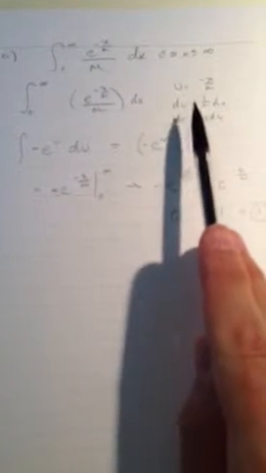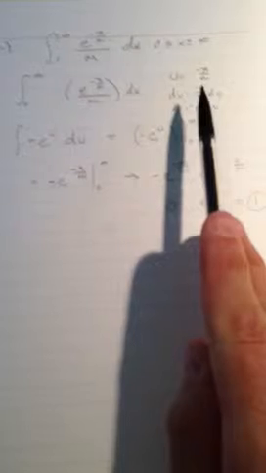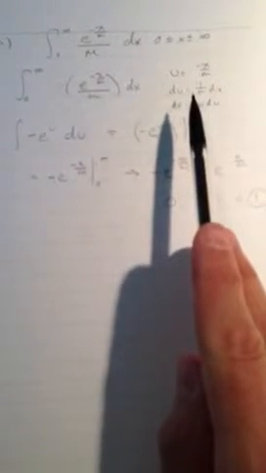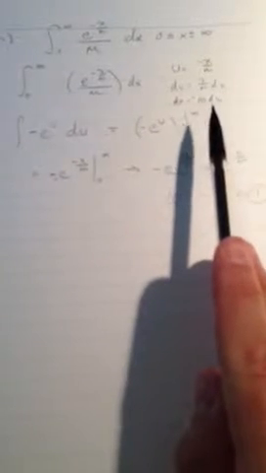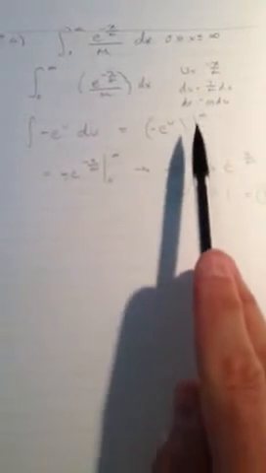From there, I set up our integral and did a u substitution. So I called my negative x over mu my u. My du is going to be negative 1 over mu dx, and my dx is going to be negative mu du. Setting up my u substitution, I have negative e to the u du, and then evaluating that integral, I have negative e to the u from 0 to infinity.